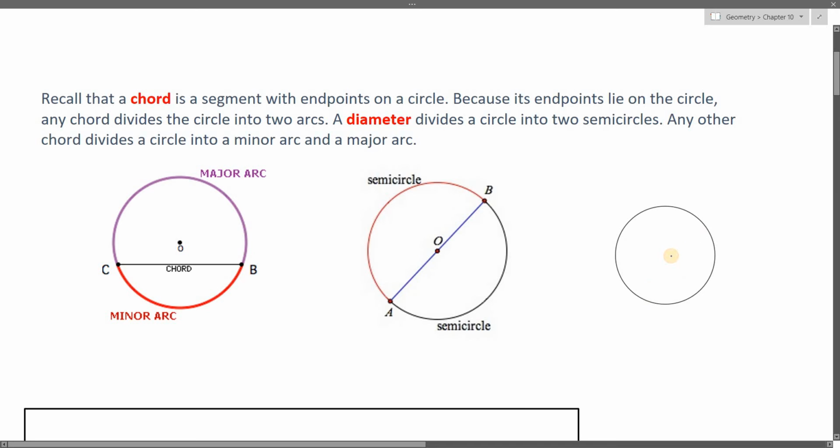And so when we look over here, it says because its endpoints lie on the circle, any chord divides the circle into 2 arcs. Now you'll notice in this particular example here that you've got a major arc. Notice that's clearly bigger than the other. And so you'll always have a minor arc and major arc that is formed, or at least 2 arcs, let's say it that way. In the semicircle case, they don't have major and minors, they just have semicircles. And so notice a diameter divides a circle into 2 semicircles. Any other chord divides a circle into minor and major. So this is the only scenario that can happen to us.